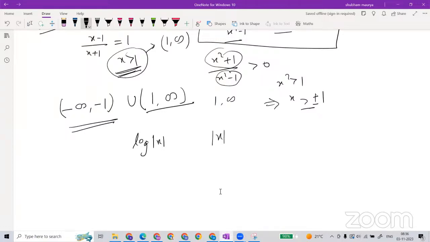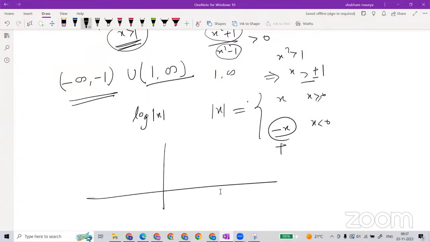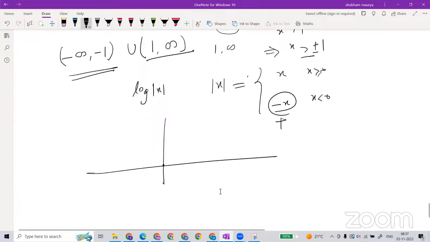We know that this function is in this form. If it is positive, then it is positive. If it is negative, then you take the minus of it, and it will become positive now. So let's talk about our log here. If x is greater than 0, we have the same log.